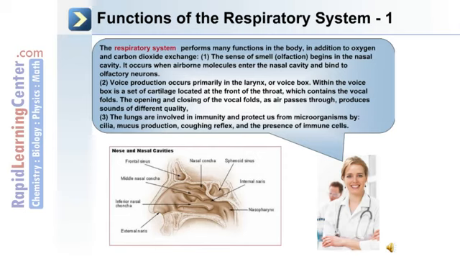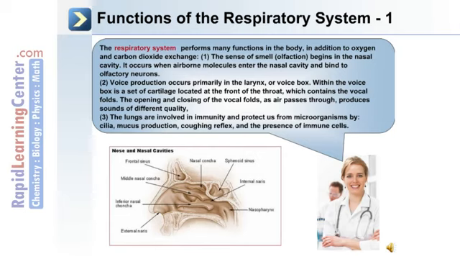The respiratory system performs many functions in the body in addition to oxygen and carbon dioxide exchange, such as: number 1, the sense of smell or olfaction. This begins in the nasal cavity, and it occurs when airborne molecules enter the nasal cavity and bind to olfactory neurons. Number 2, voice production. This occurs primarily in the larynx or voice box. Within the voice box is a set of cartilage located at the front of the throat, which contains the vocal folds. The opening and closing of the vocal folds as air passes through produces sound of different quality.